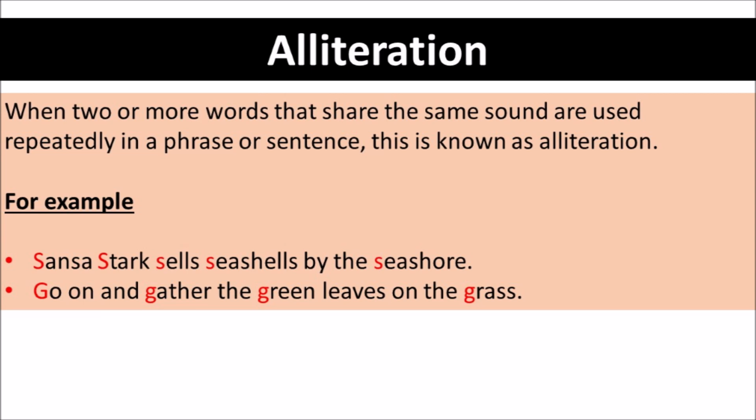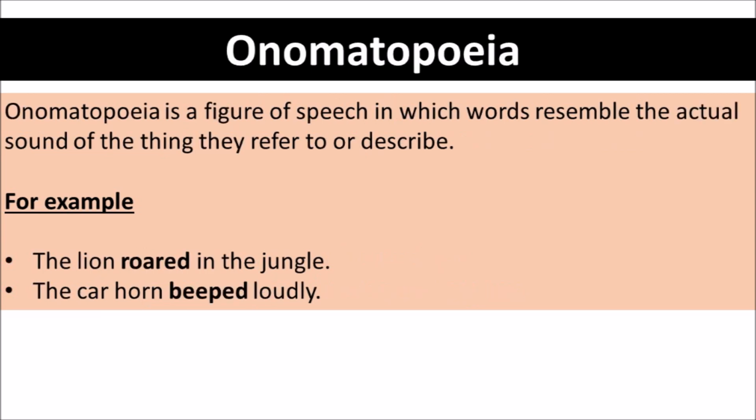Alliteration. When two or more words that share the same sound are used repeatedly in a phrase or sentence, this is known as alliteration. For example, Sansa Stark sells seashells by the seashore. Go on and gather the green leaves on the grass.